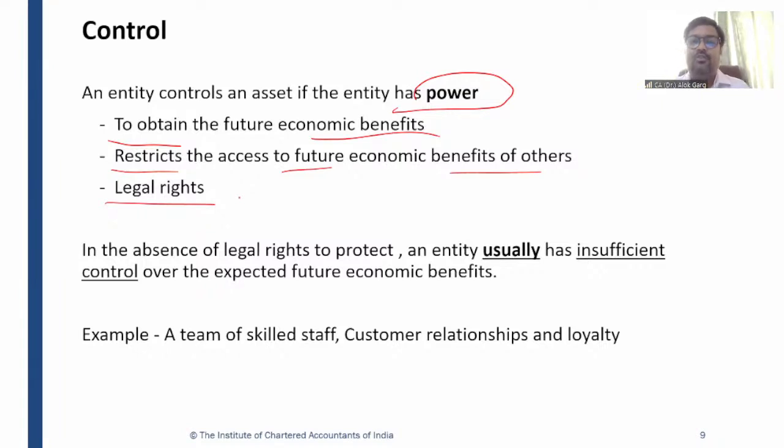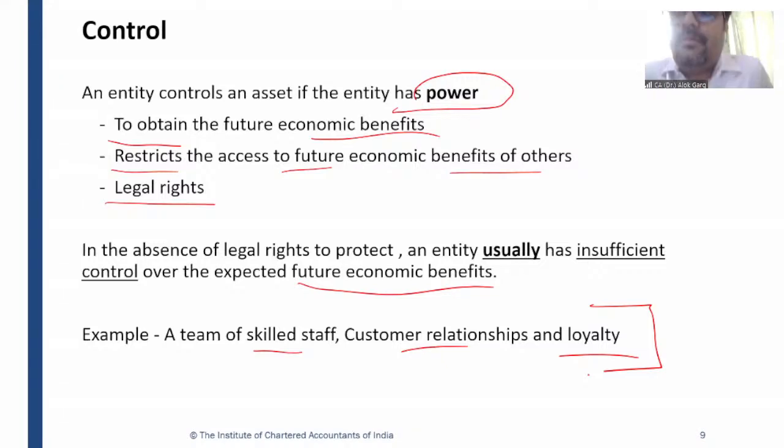Okay? So in the absence of the legal right to protect, generally the entity has insufficient control over the expected future economic benefit. So in case of intangible assets, generally power comes from the legal rights, right? Example, a team of skilled staff, customer relations and loyalty cannot be capitalized as an intangible asset. Why? Because the company is lacking control. For example, if a company has spent huge money on the training of some staff, right?